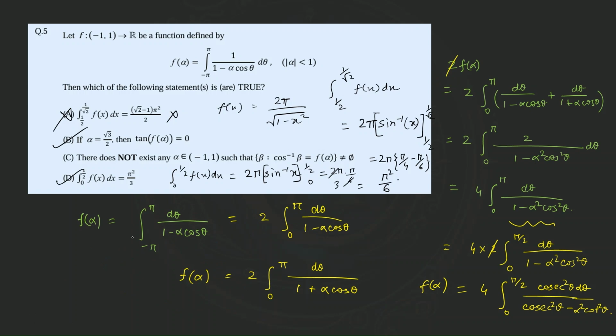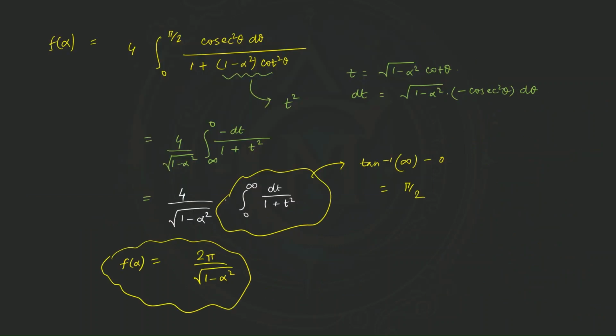Option C is saying there does not exist any alpha belonging to open interval minus 1 to 1 such that the set of beta such that cos inverse beta equal to f of alpha is not equal to the null set. Now this option may seem a little bit confusing. Okay, so let us decode this. It is saying there does not exist any alpha such that this set is not a null set. So that means there does not exist some alpha such that this equation has a solution. Okay, so let us check this equation first.